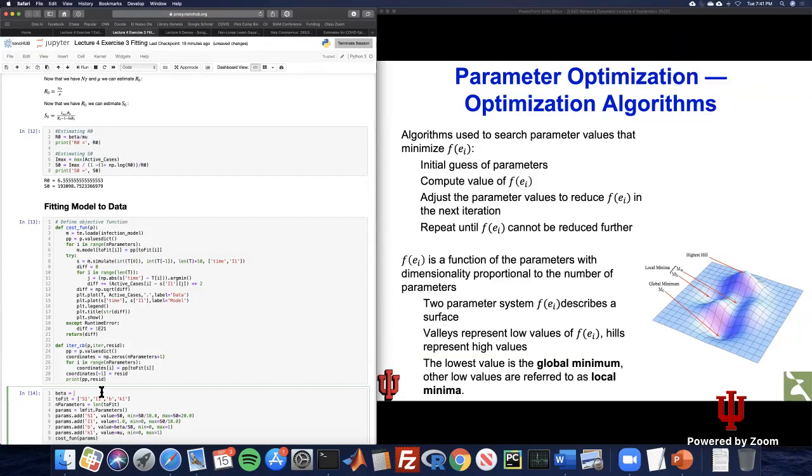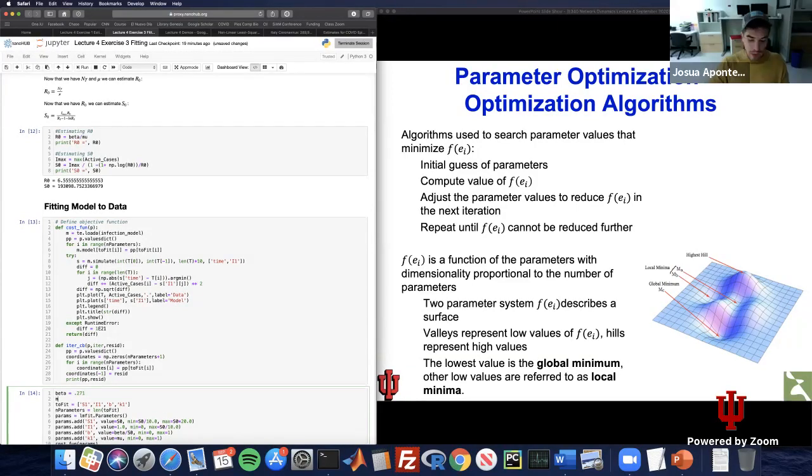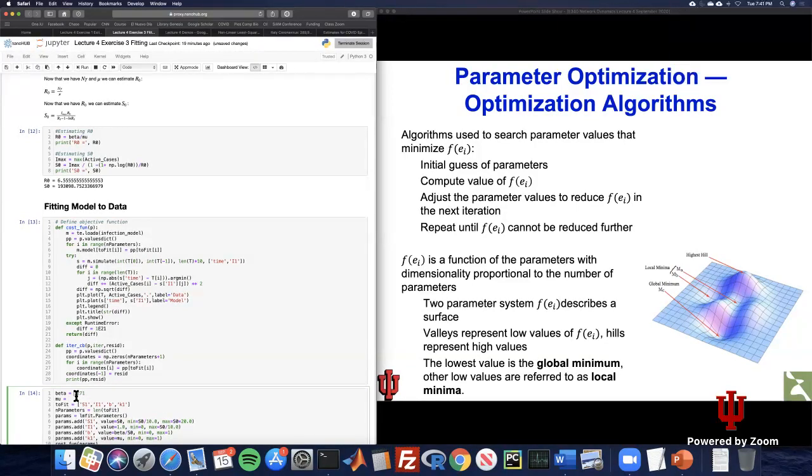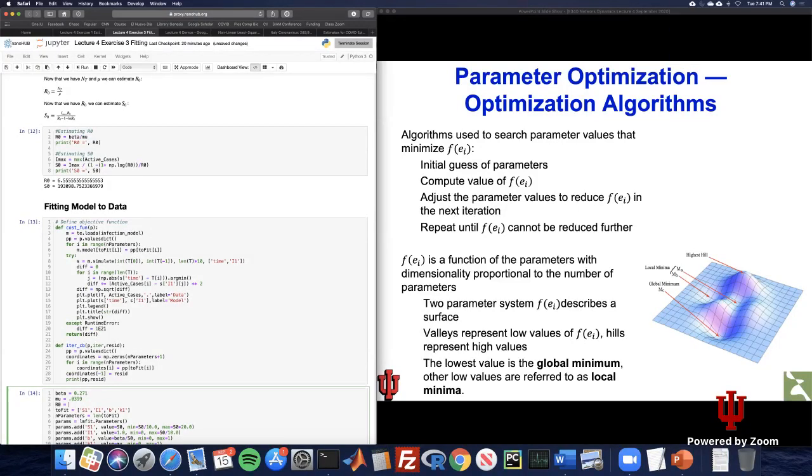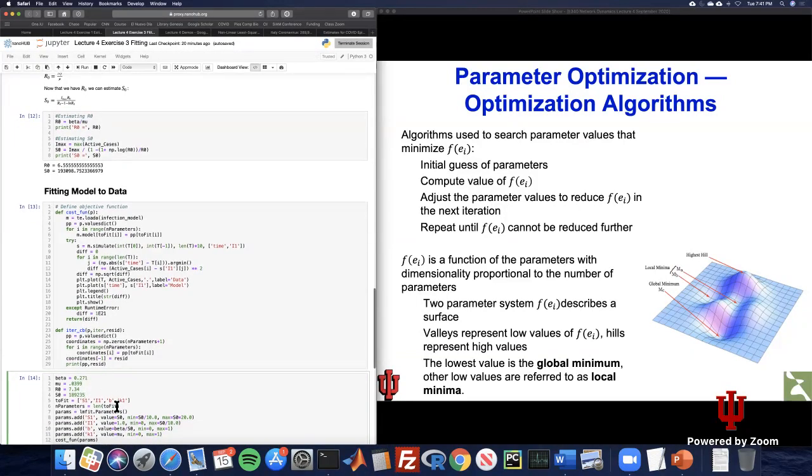0.271 was the average beta for Spain. 0.271. Mhm. What about you? 0.0399. And then R naught. 7.34. And then S naught. 189,225. 235. 89,200. Yeah.